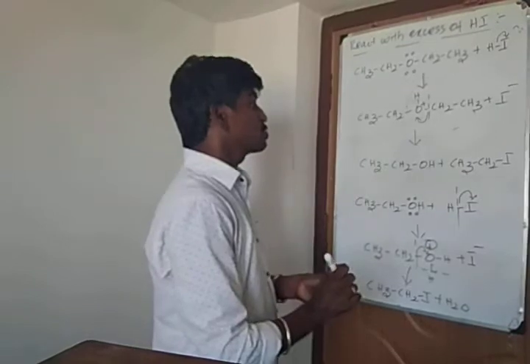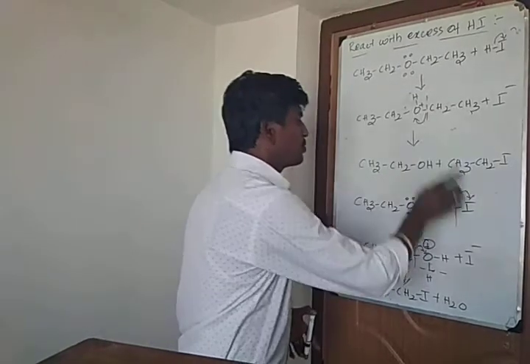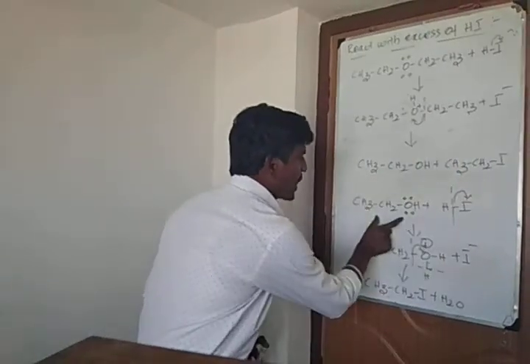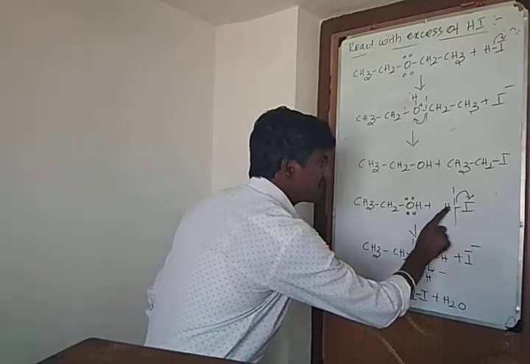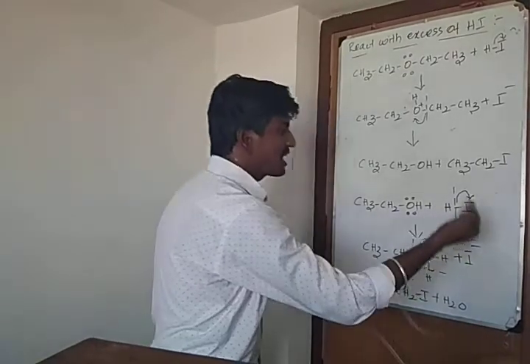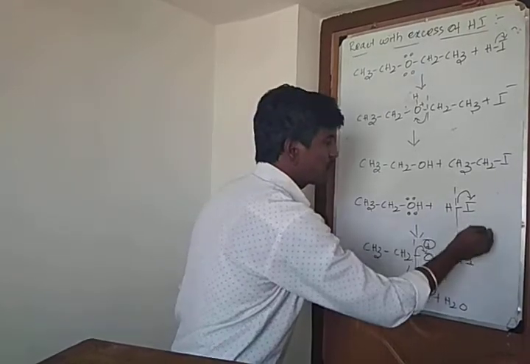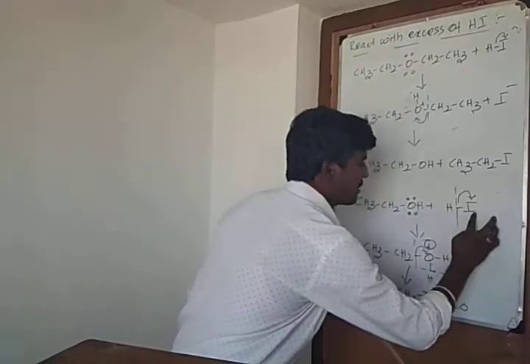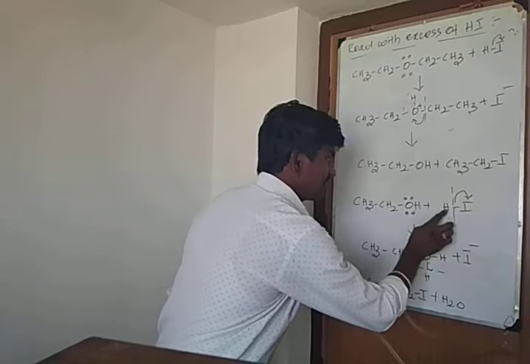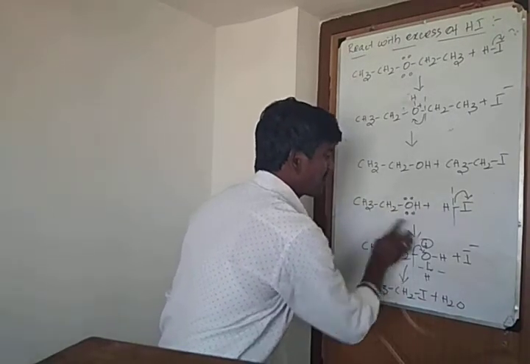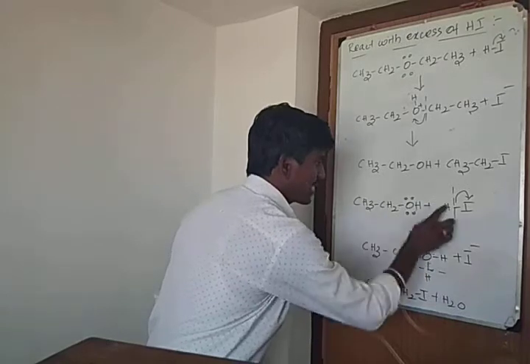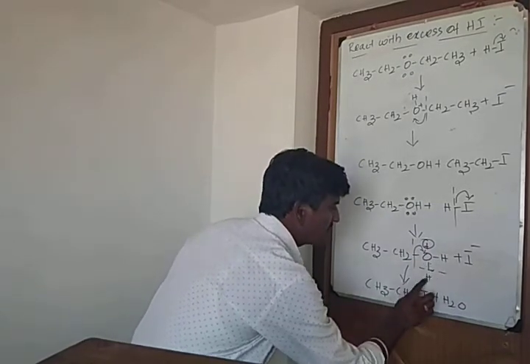Okay. Excess means 2 moles of HI. So another 1 mole of HI reacts with the alcohol. Compare hydrogen and iodine. Which one is more electronegative? Iodine. Iodine takes one pair of electrons. Bond cleavage gives I minus and H plus. Here this H plus, oxygen has a lone pair of electrons, bond formation. Am I right? Bond formation between oxygen and hydrogen.